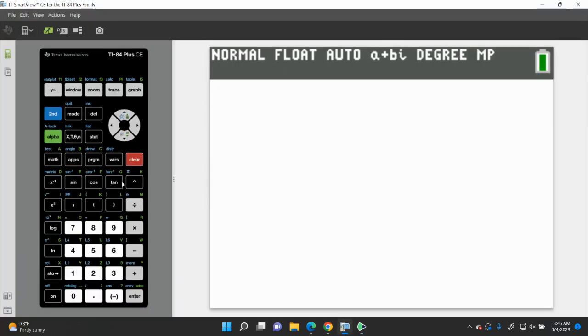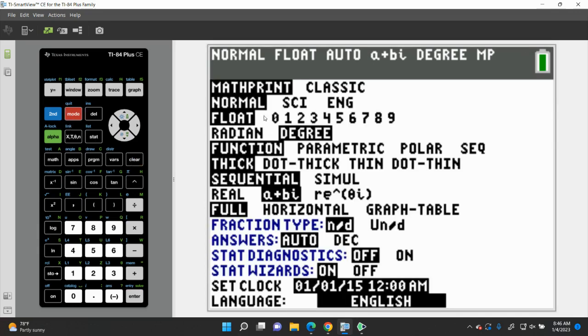So, first off, we want to make sure that we are in the complex mode. So we go to mode, and let's see here. See down here where it says real, right here? Next to it is A plus BI. We want to make sure we're in that mode, okay?